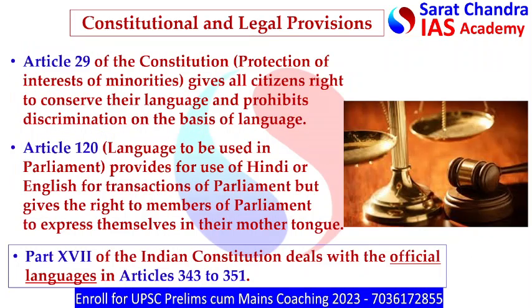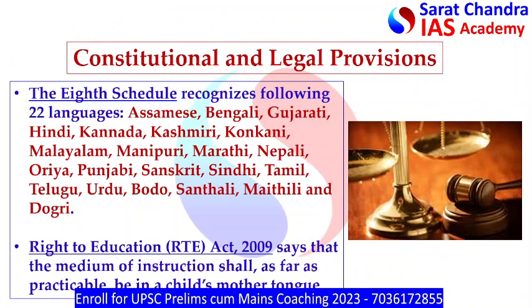Constitutional and Legal Provisions. Article 29 of the Constitution gives all citizens right to conserve their language and prohibits discrimination on the basis of language. Article 120 provides for use of Hindi or English for transactions of Parliament but gives the right to the members of the parliament to express themselves in their mother tongue. Part 17 of the Indian Constitution deals with the official languages in Articles 343 to 351.